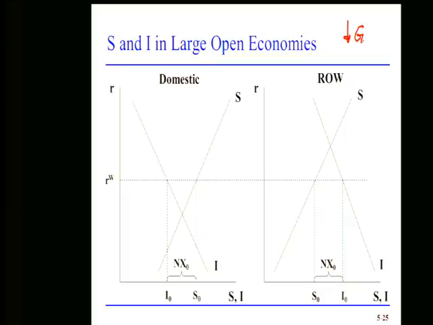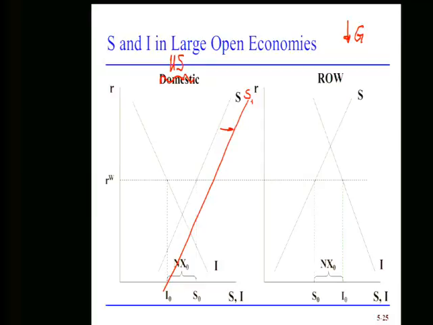So if we have a decline in government purchases in the domestic economy, let's call this the U.S. economy. It's easier for me to remember. Okay, so we're now in equilibrium. The U.S. government now reduces its government purchases. We already know that this means that the saving function will shift to the right.